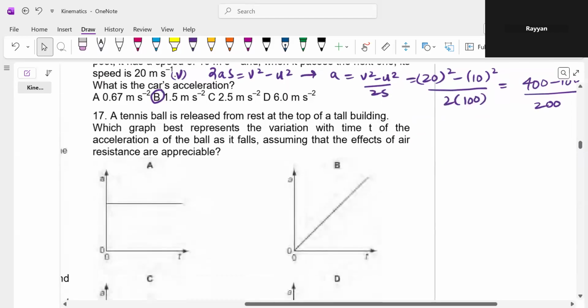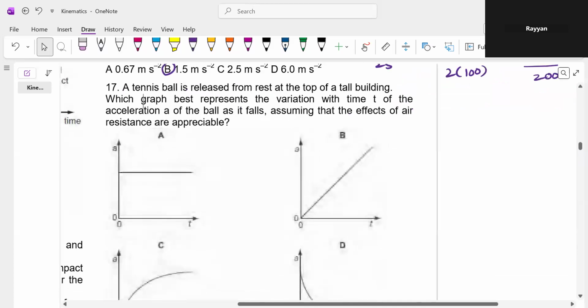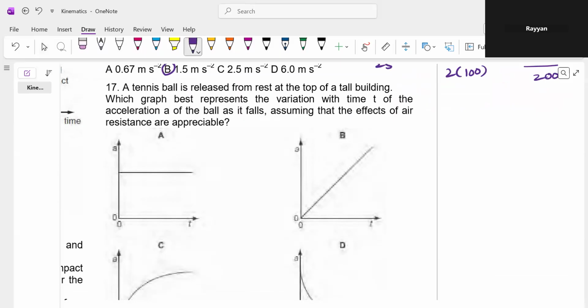A tennis ball is released from rest at the top of a tall building. Which graph best represents the variation with time t of the acceleration a of the ball as it falls, assuming that the effects of air resistance are appreciable? What they're saying is a tennis ball is released from the top of a tall building, which graph best represents the variation with time, and you have the effect of air resistance as well.